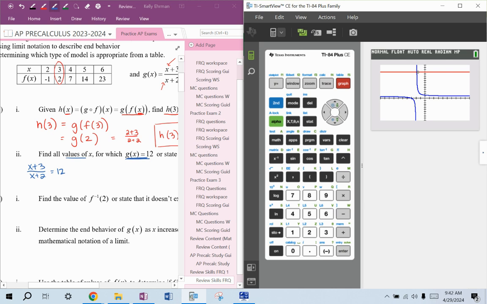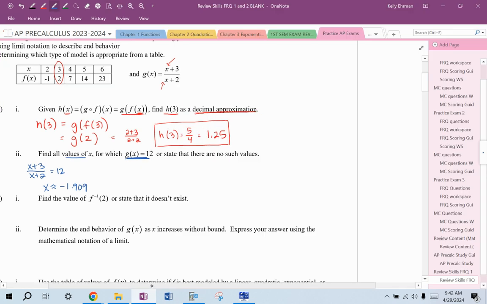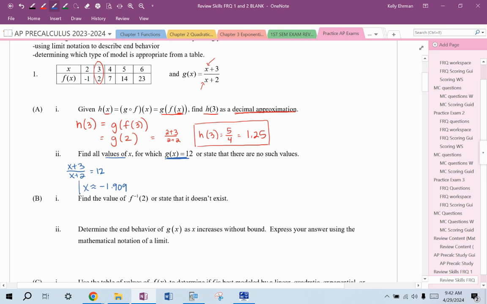So you need to be able to see the intersection point for the calculator to find it. So second, trace, intersect. Here's the cursor. Is this one of the curves? Yes, press enter. Is this one of the curves? Yes, press enter. Guess, press enter. Round to 3 places. If you do all of this and you round to less than 3 places, you will not get credit. So x is approximately equal to negative 1.909.